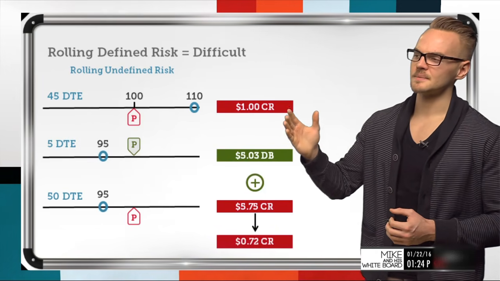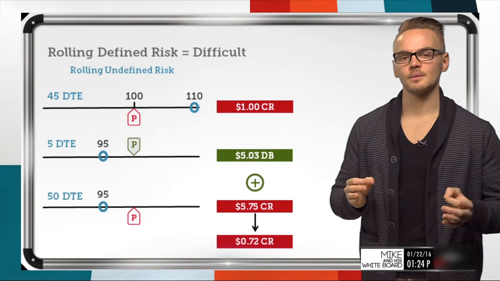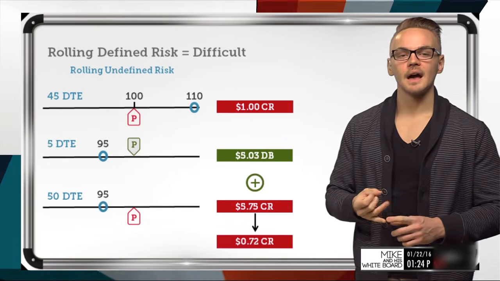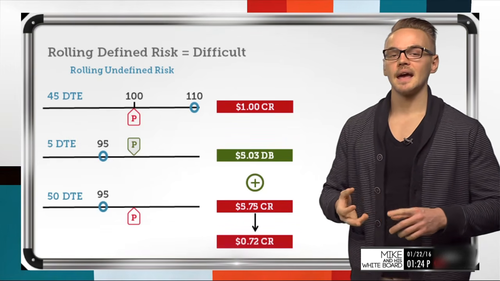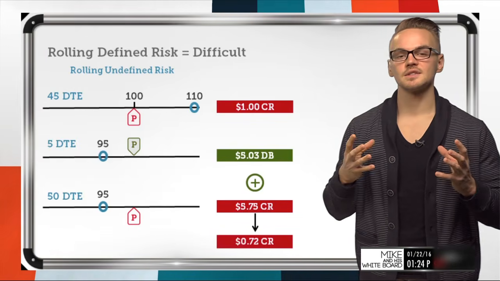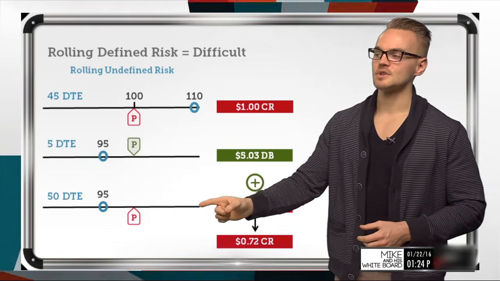So looking at this in totality, you can clearly see that it's really clean and simple when we're looking at rolling undefined risk trades. I collect more credit, I reduce my cost basis further, and I don't acquire any more risk when it comes to specifically selling this same short put. So originally I had one short put. I still have one short put.